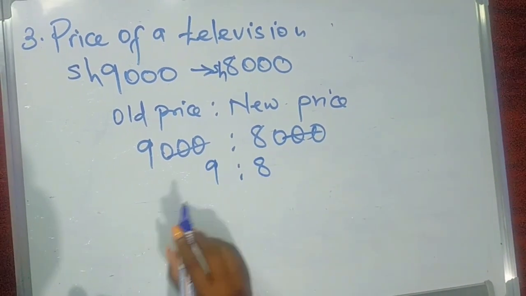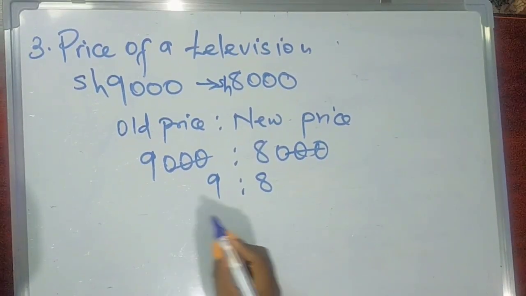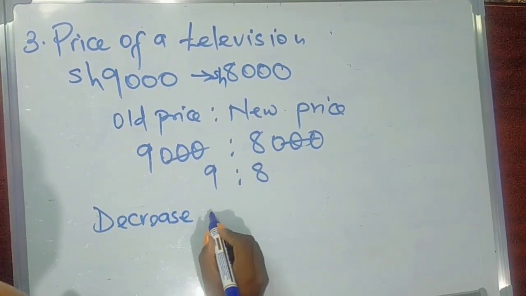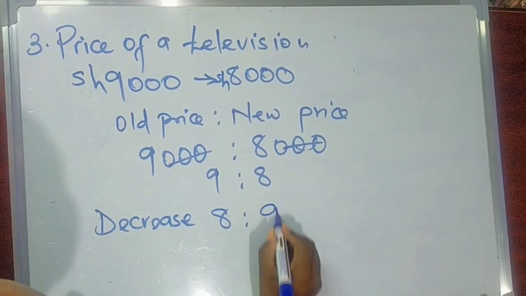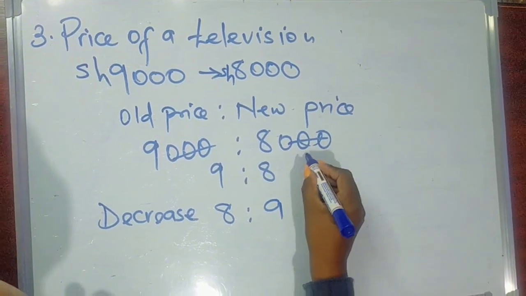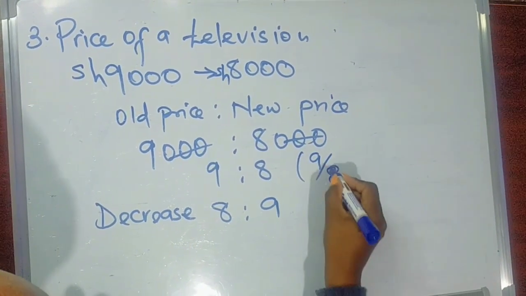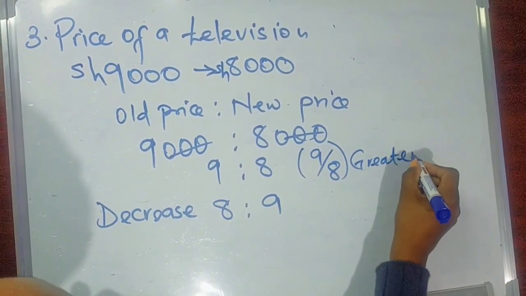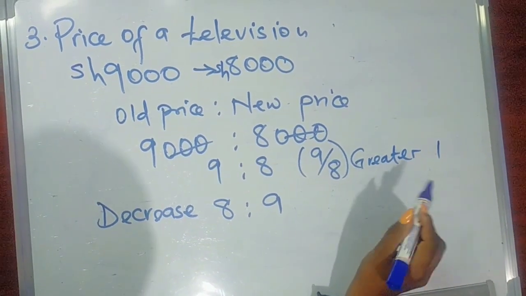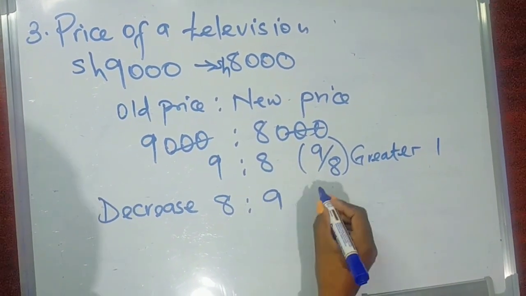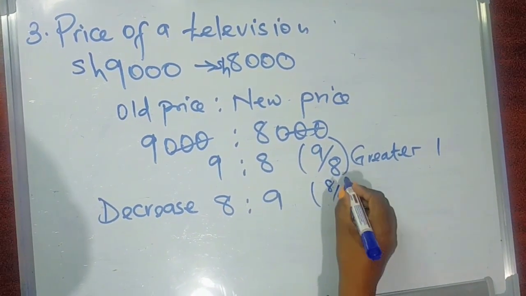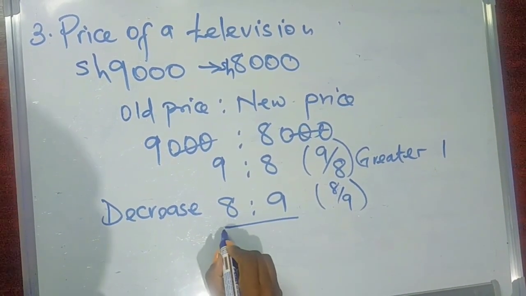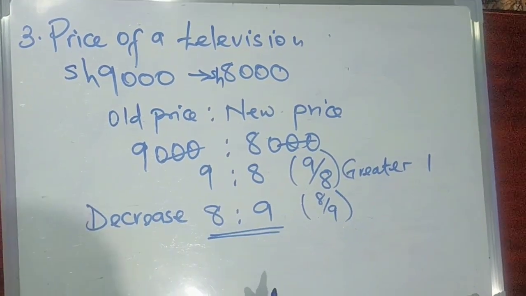From the look of it, it shows an increase. So the decrease will be the opposite, which is 8:9. Why? If you rewrite this in fraction form, it's going to be 9/8, which is a number greater than 1, and greater than 1 means an increase. On the other hand, this one is 8/9, which is less than 1. Therefore, this is the fraction that will show a decrease. Therefore, this is the ratio of that price drop.